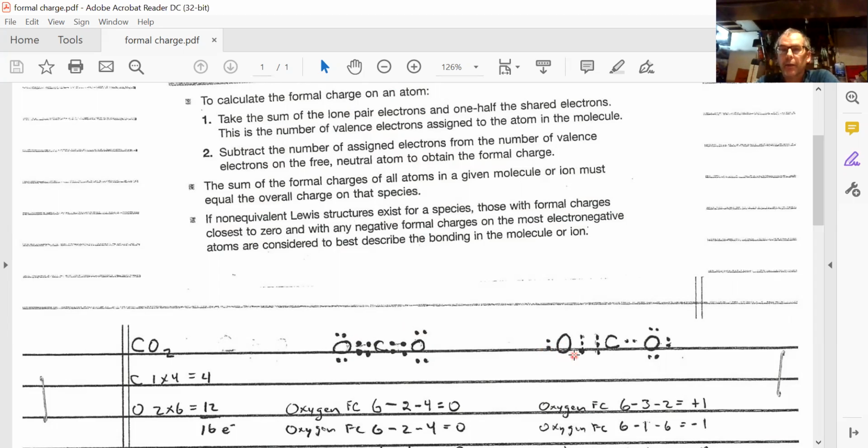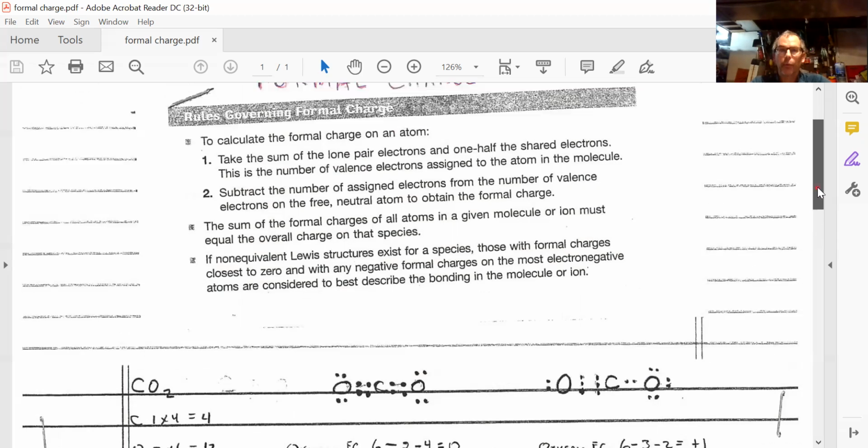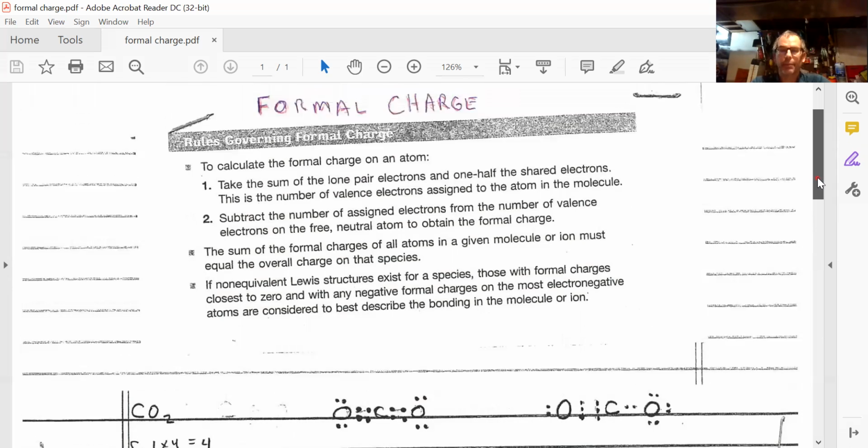Let's look here. 2, 3, 4, 5, 6, 7, 8, 9, 10, 11, 12, 13, 14, 15, 16 electrons, 8 around this oxygen, 8 around this carbon, and 8 around this oxygen. So we are also good with the octet rule here. Both of these models fit the Lewis structure rules that we have, and they both seem to be effective models, except one is preferred over the other.